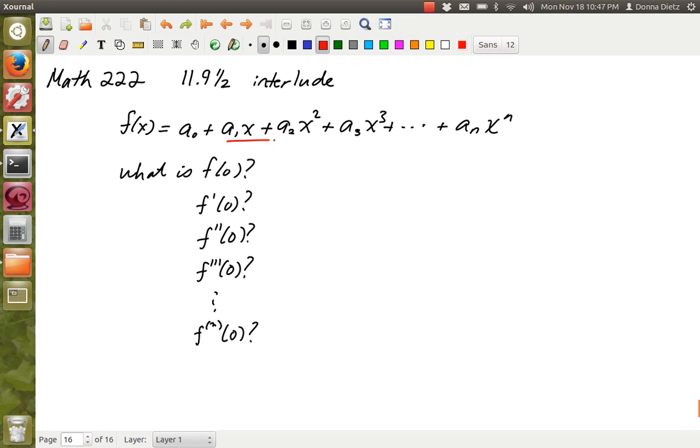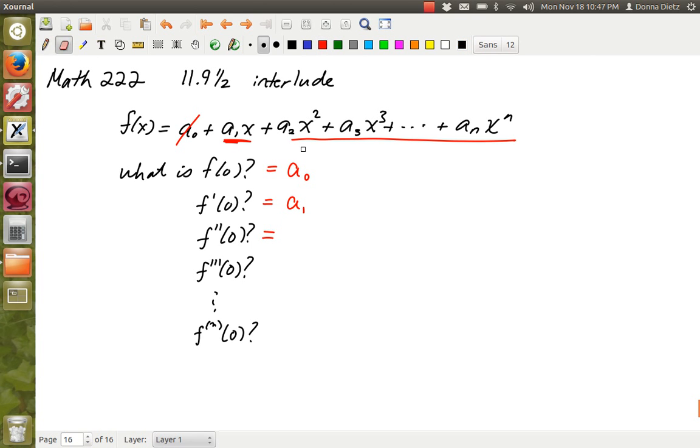So all these terms zero out and you're left with a naught. Okay? So now the question is, what about the first derivative? Well, the first derivative, what happens? So take a derivative, that term drops out. These guys are all going to zero out when you put 0 in. So what's the derivative of this piece? Well, it's a1. Alright, so that's just going to be a1.